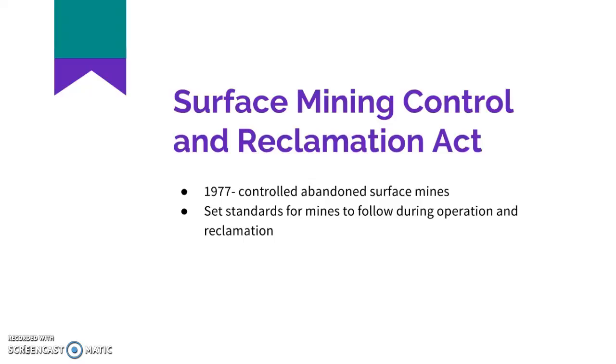The Surface Mining Control and Reclamation Act was passed in 1977. And what it did is it controlled abandoned surface mines where we had gone in and taken the coal, but we hadn't really done anything to the land. So it lets us do different things to the land. So it sets standards for mines to follow for operation and reclamation. So during operation, they have to follow a certain set of standards, and during reclamation, afterwards, they have to follow a certain set of standards.